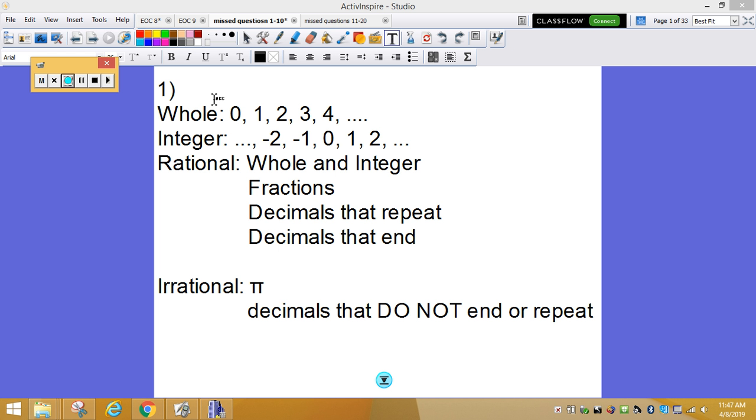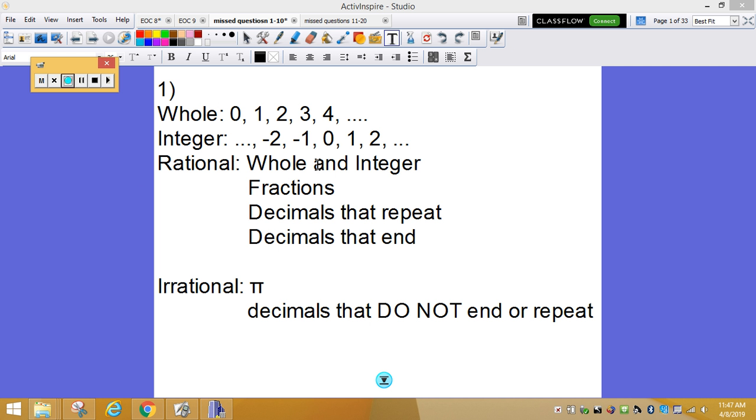Whole numbers start at 0, and they're all positives. 0, 1, 2, 3, 4, 5, 6, 7. There's going to be no decimals, okay? Integers are the same, except they're also the negatives. So -1, -2, -3, also the positives, 1, 2, and 3, okay? Integers are negative and positive, but again, no decimals.